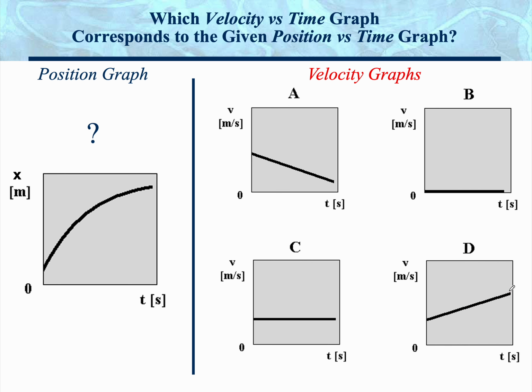This one, we haven't talked about yet, but think about it for a brief moment. You would start walking away from the origin at a fairly rapid rate, and then that would get smaller and smaller and smaller. What does that mean is happening to your velocity? Well, it's positive the entire time, but it starts out with a large magnitude and then becomes less and less positive. That graph is going to be graph A.